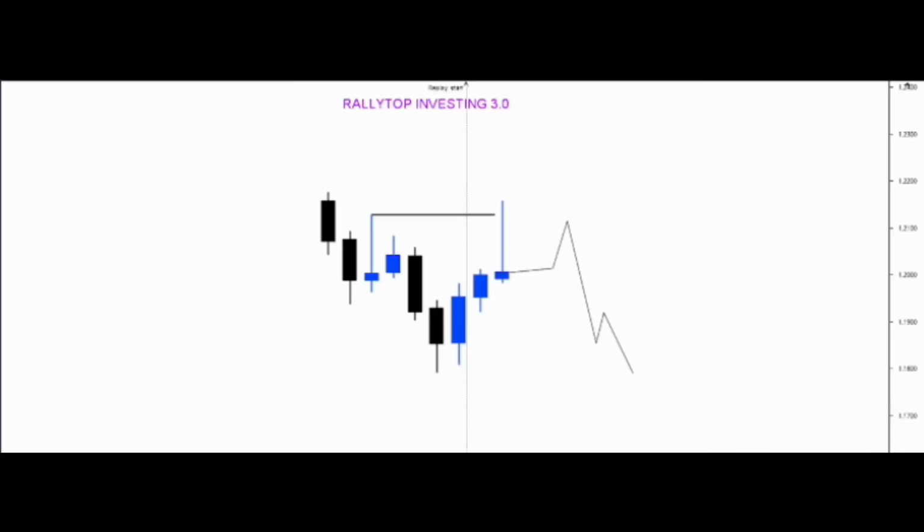In that instance, you want to take your Fib tool when you need to use your Fib tool, because a lot of traders don't know how to actually use the Fib tool correctly. The Fib tool is a very powerful tool in the market that you can use to your advantage. So you need to pick the Fib tool and mark from this candle's high to low.